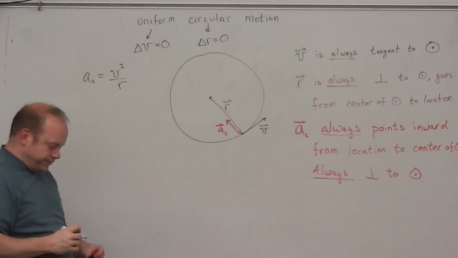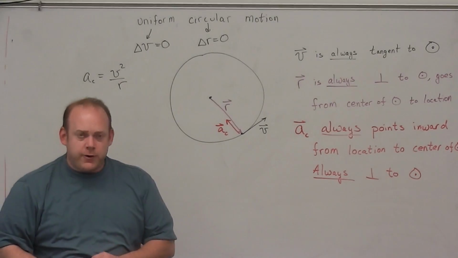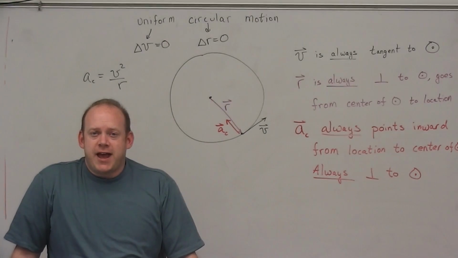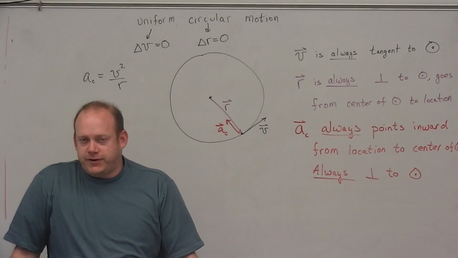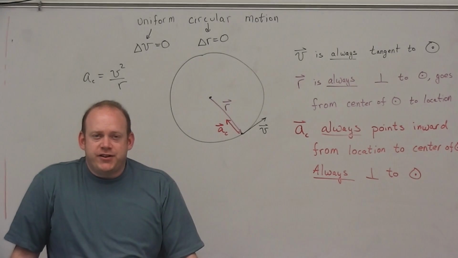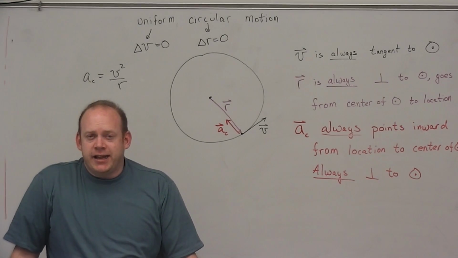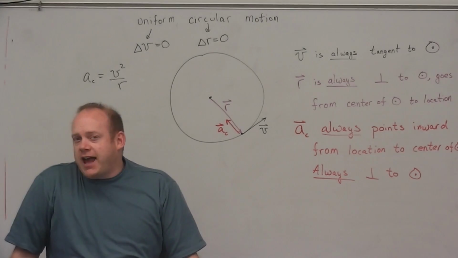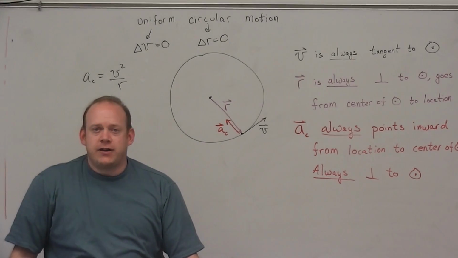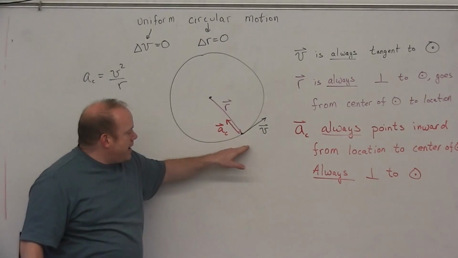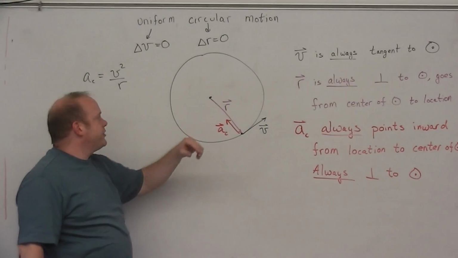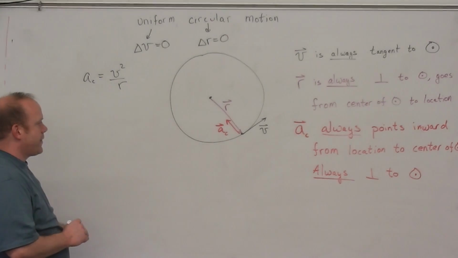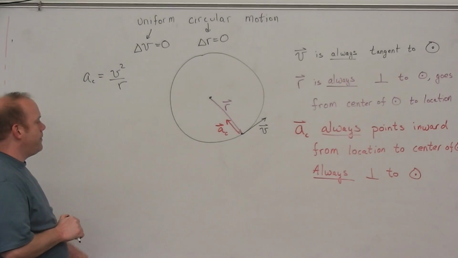Remember, acceleration takes a look at change in velocity. Velocity has both magnitude and direction because it's a vector. The speed is not changing, but the direction is. So even though it doesn't have a change in speed, it has a change in velocity, because the velocity is changing direction. And the magnitude of the acceleration is v squared over r.